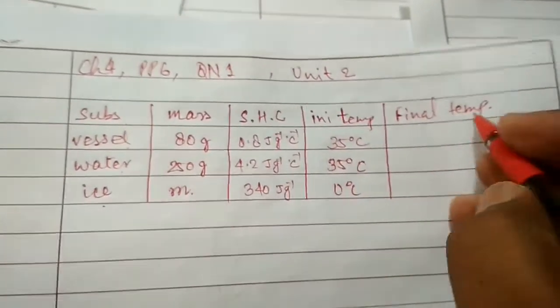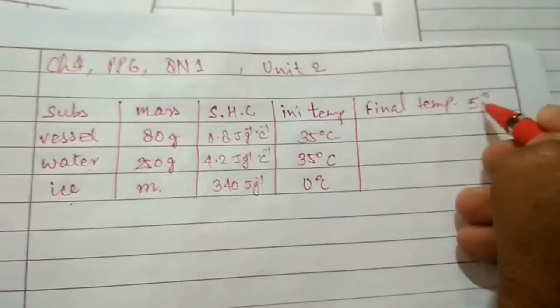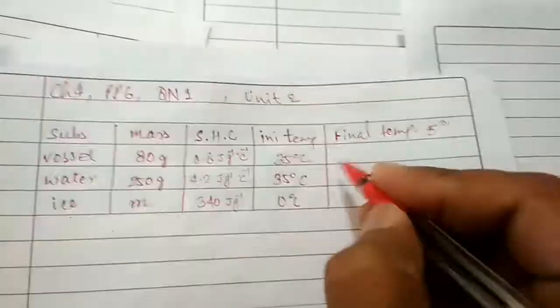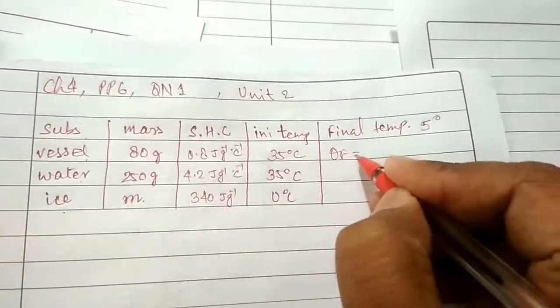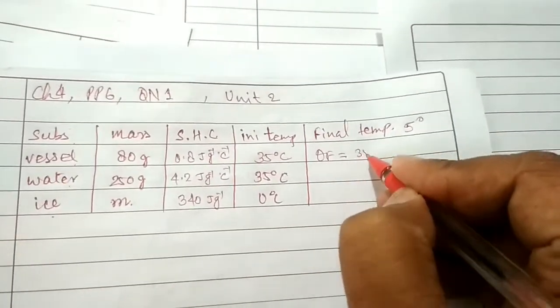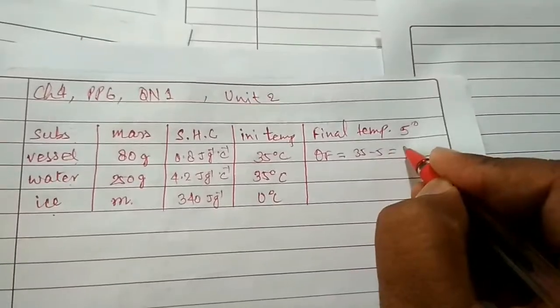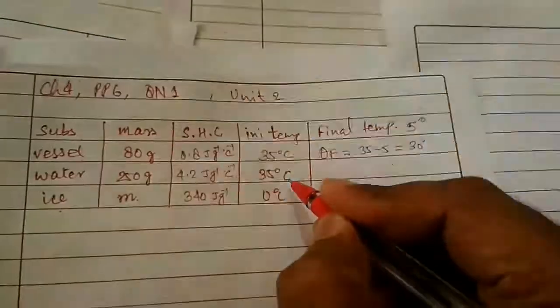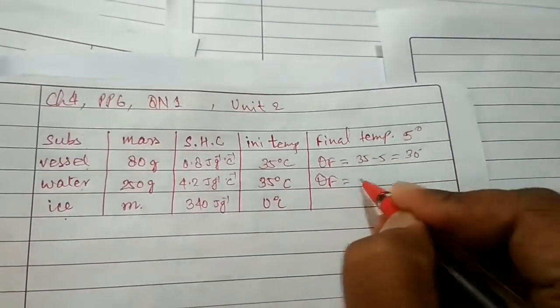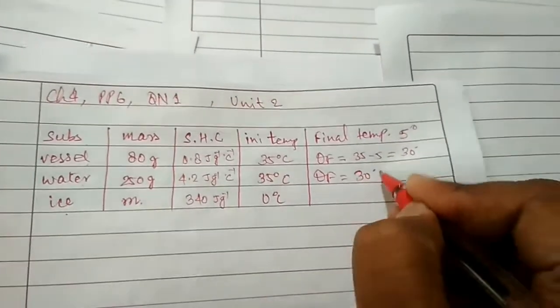Final temperature given in the book is 5 degrees Celsius. Now let's write the theta rise and theta fall. This is going from 35 to 5, so it is theta fall: 35 minus 5 gives 30 degrees Celsius. Same for this one also, theta fall is 30 degrees Celsius.